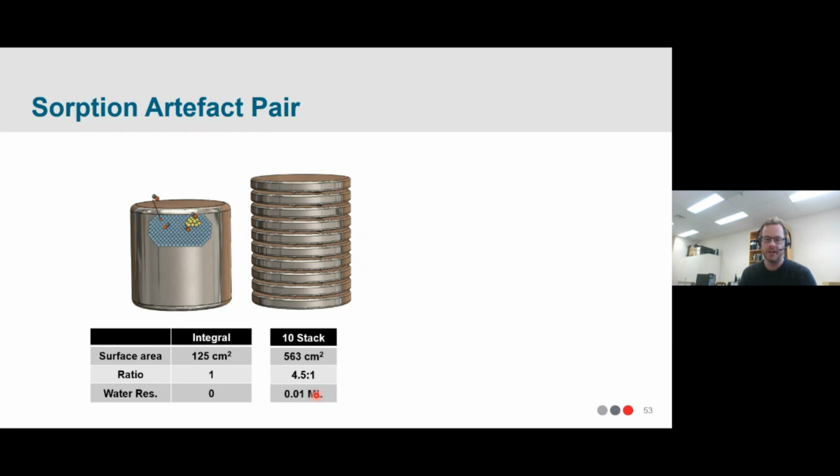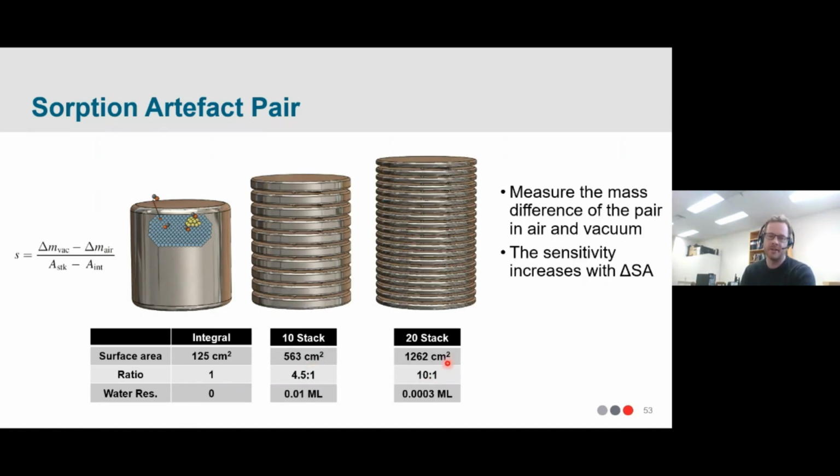So we can resolve changes of about 0.01 monolayers of water. If we had just one atomic or molecular layer of water over the surface, we can measure a hundredth of a monolayer difference between air and vacuum on these. And if we wanted to make ourselves more sensitive, we could just make even bigger stacks. So we can make ourselves almost arbitrarily sensitive to the sorption.